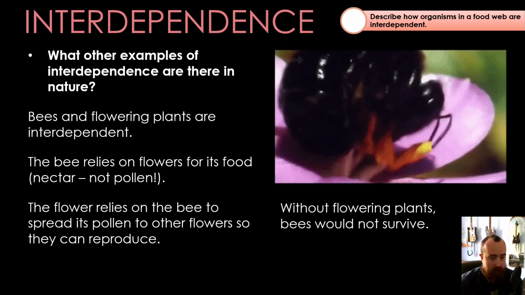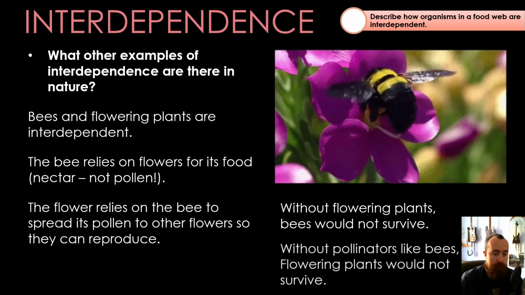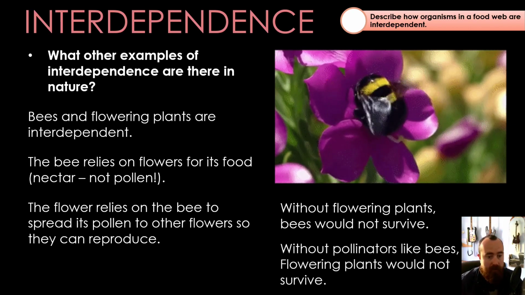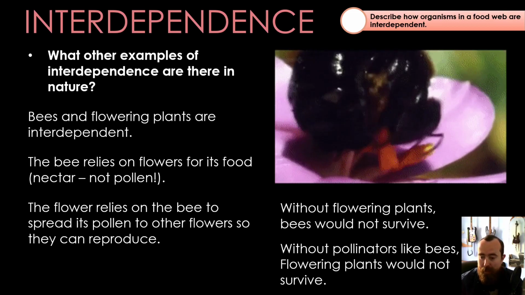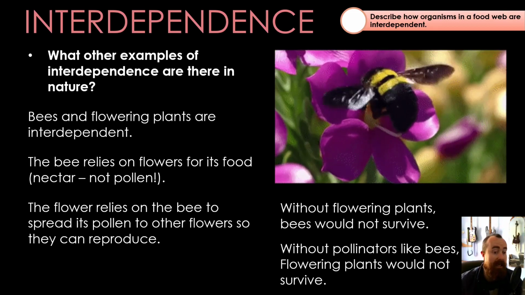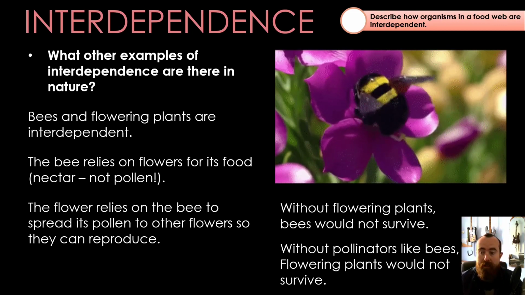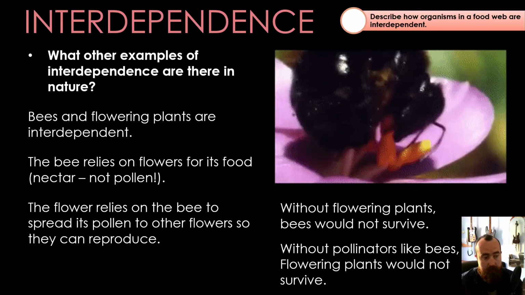Without flowering plants, bees wouldn't be able to survive. And without pollinators, that's organisms that go around taking the pollen from one place to another, without pollinators like bees, flowering plants would not be able to survive either. So they have an interdependent relationship. They both rely on each other to stay healthy or to stay alive.